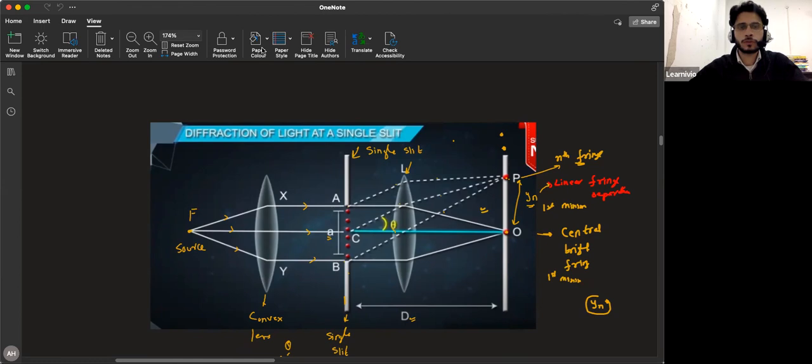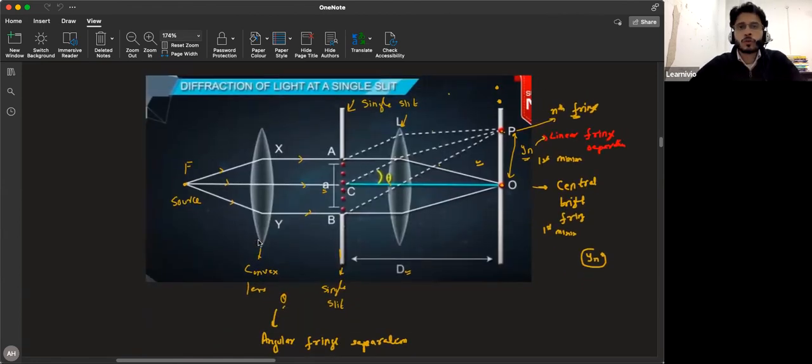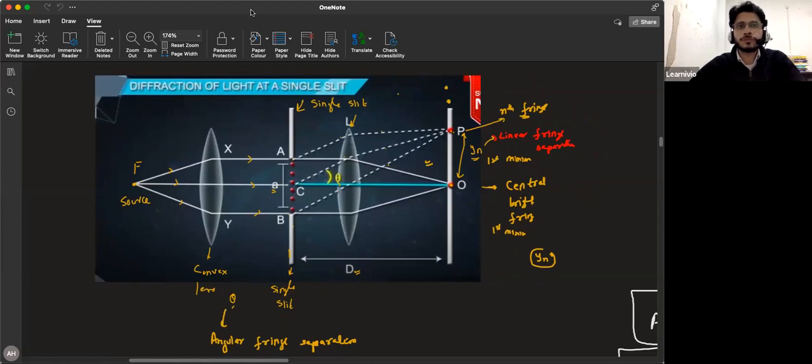Yes, sir. Okay. So up to the last lecture, we have started diffraction. So what is diffraction, Krishna? What does diffraction of light mean? Bending of light around small obstacles. The bending of light is basically diffraction, and we have also discussed the single slit experiment.